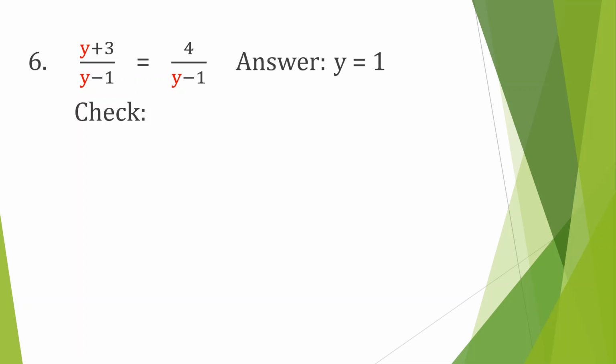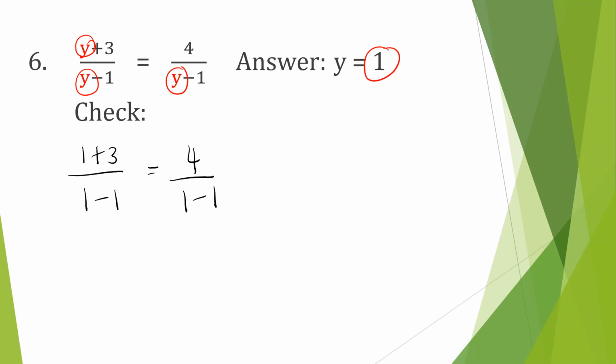Let us check our answer. Let us replace the value of y in the given equation by positive 1. So we have 1 plus 3 over 1 minus 1 is equal to 4 over 1 minus 1. 1 plus 3 is 4 and 1 minus 1 is 0. This is equal to 4 over 0. Take note that division by 0 is undefined.